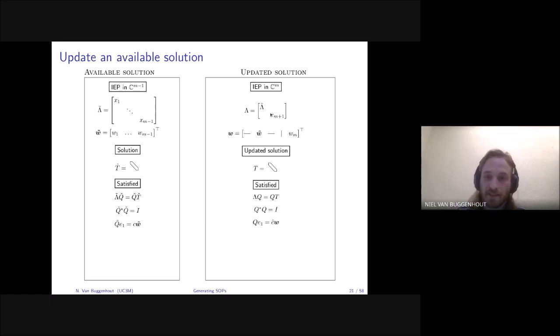So we add XM on the diagonal together with these other nodes in lambda twiddle. And then for W, we take our W twiddle and we add WM to it. And the updated solution should be, again, a tridiagonal matrix and satisfy these three equations, the same as before.